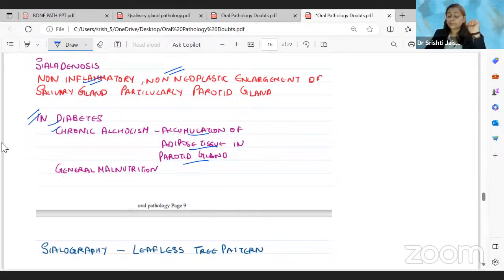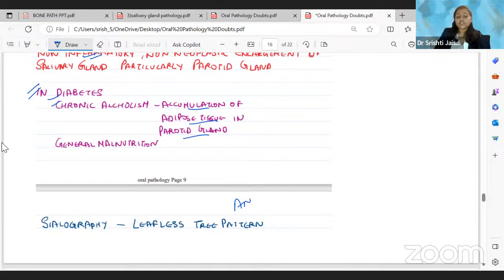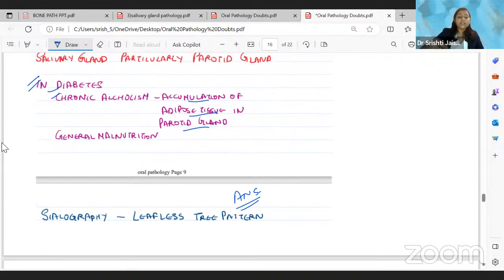While the branchless fruit-laden tree pattern, it is seen in which pathology? Answer: it is seen in Sjogren's syndrome. While the leafless tree pattern, this is a very distinguishing radiographic feature, it is seen in sialadenosis.